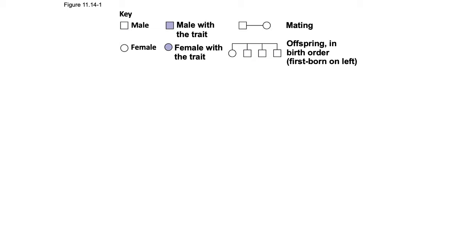There is a line between two individuals that have mated and produced offspring. And the offspring are shown in order from the firstborn on the left, so the oldest on the left, to the youngest on the right.